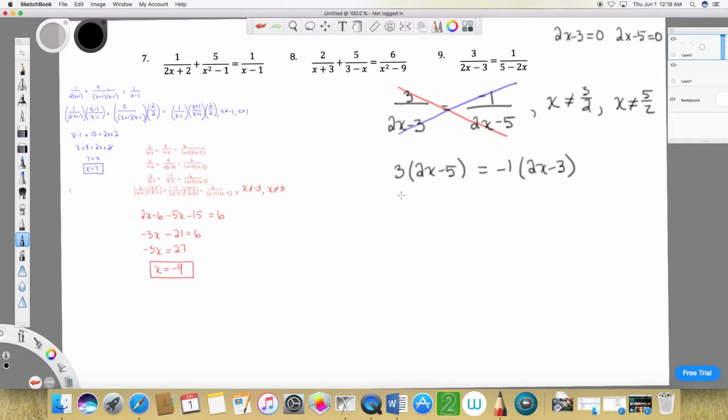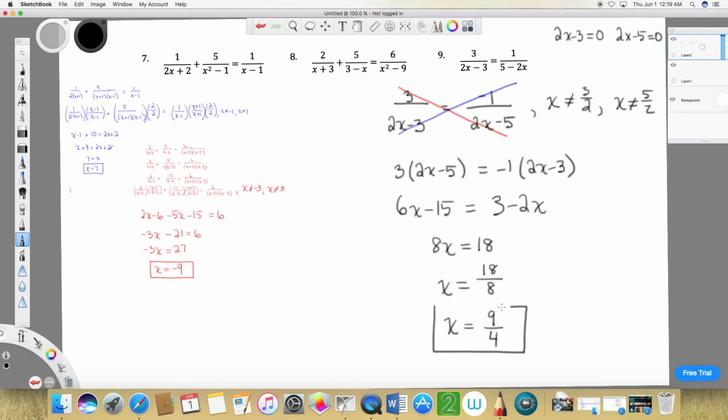Let's multiply both of these terms by 3. So I've got 6x minus 15. Let's change it. I guess I'm changing the order of subtraction again to 3 minus 2x. Let's add 2x to each side. Let's add 15 to each side. Let's divide by 8. And since these are both even numbers, this fraction reduces to half of 18 is 9, half of 8 is 4, to 9 over 4. And that's not one of the values that I'm concerned about. So, hey, that's my final answer.